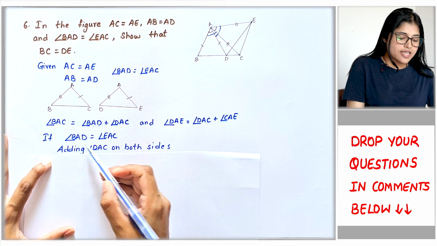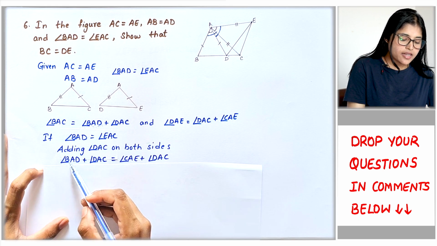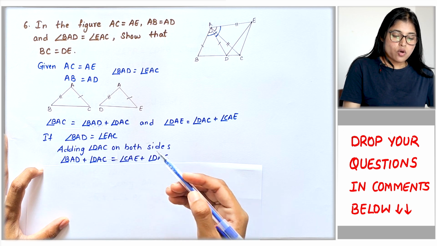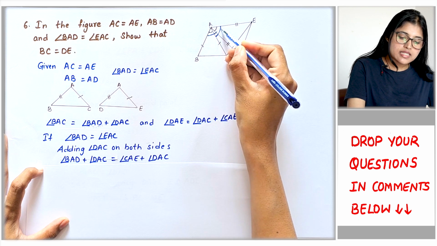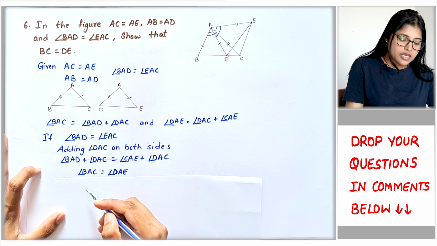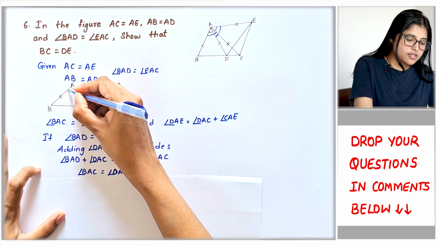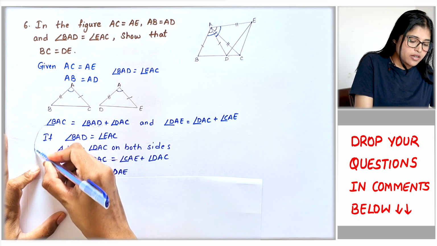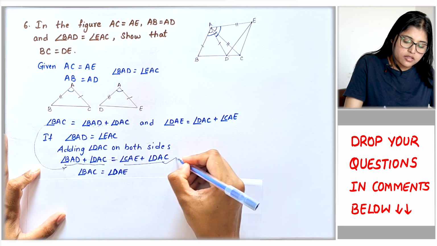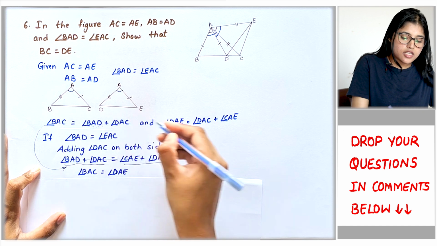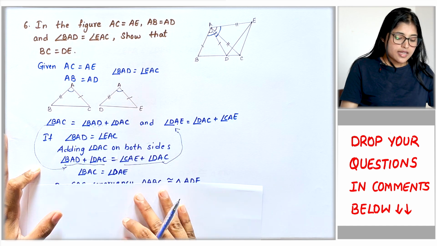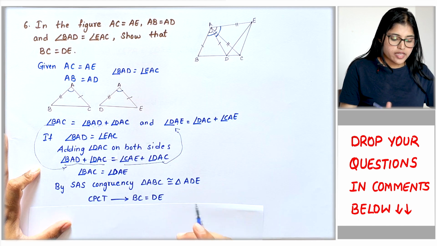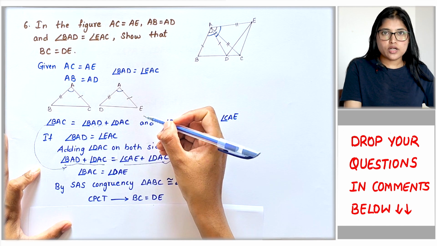Now I know that BAD equals EAC, that is these two are equal. So if I add DAC on both sides, I can write angle BAD plus angle DAC equals angle CAE plus angle DAC. So I can write this angle plus this angle is equal to this angle plus this angle. Now this means BAC equals DAE, because this plus this over here is nothing but angle BAC, and this plus this over here is angle DAE. So I can say these two angles are equal. Now using side angle side congruency, I can say these two triangles are congruent. Now using CPCT, I can say BC is equal to DE.